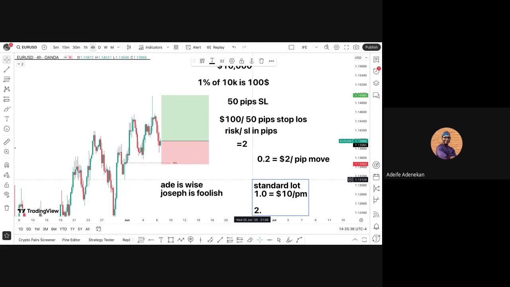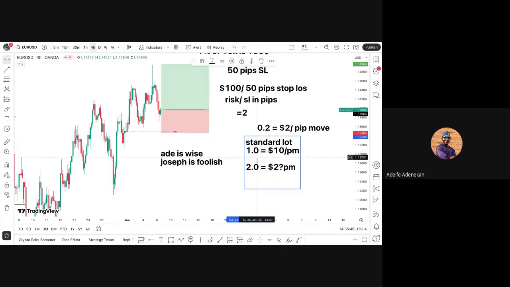Things like 0.2 will be equal to $2 per pip movement, right? I just want to make sure that you guys are understanding what I'm saying. Let's do something more complex. 2.5 will be what? $25 per pip movement, right? Joseph now enters this trade with 2.0.